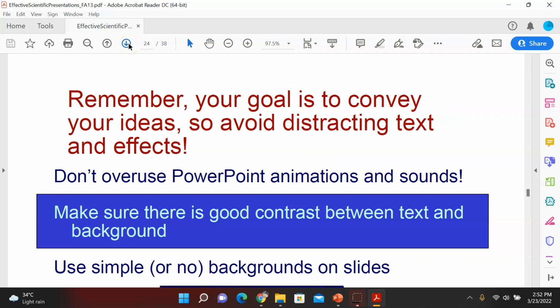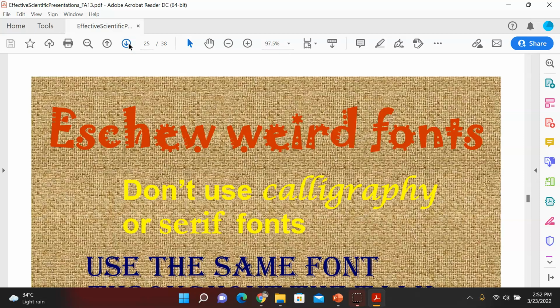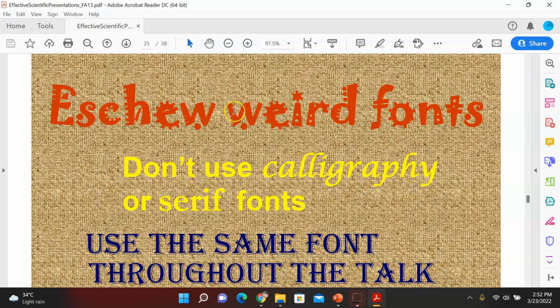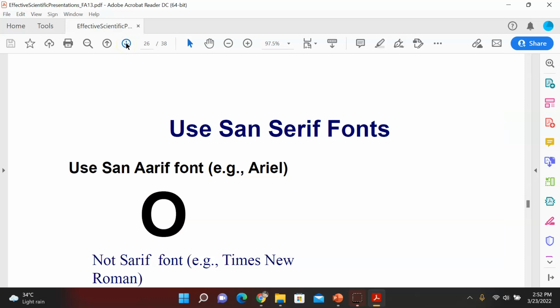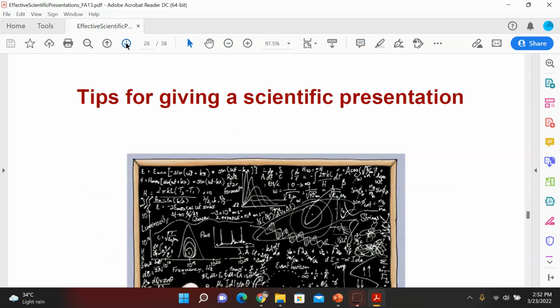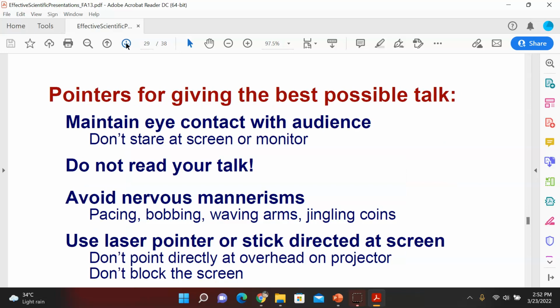Again, this is about animation. I will have to make some comments on this later on. Backgrounds, okay, avoid things like this. Okay, this is fonts, and this is really not necessary, but normal colors. Okay, this is important.